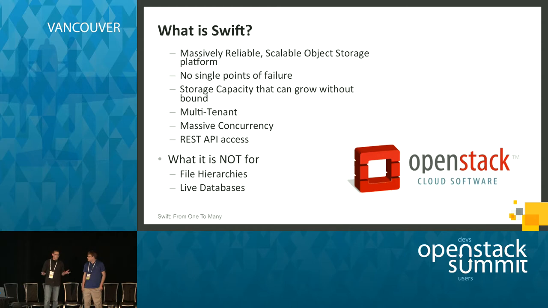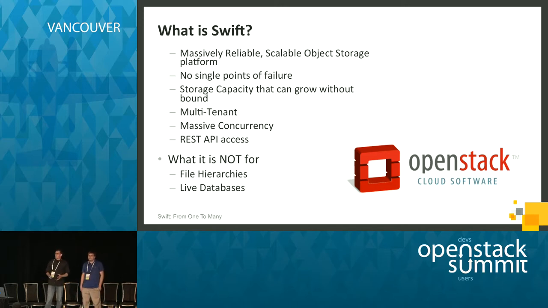So really, just a quick overview, what is Swift? It's a part of the OpenStack platform. It's a massively reliable, scalable object storage platform. And the great thing about this is it's a distributed system. There's no single points of failure. You can lose a hard disk. You can lose a node. You can lose an availability zone. If you have multi-region and your regions are weighted properly, you can actually lose a region and still not have data unavailability or data loss. And so that's really important in a massive scale distributed system.